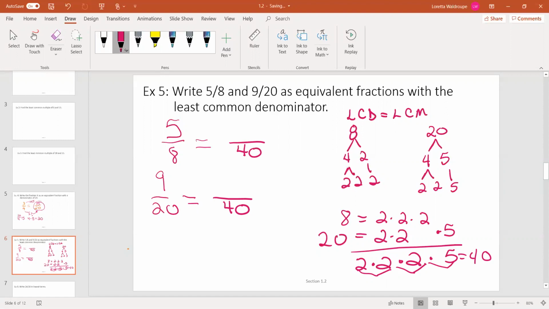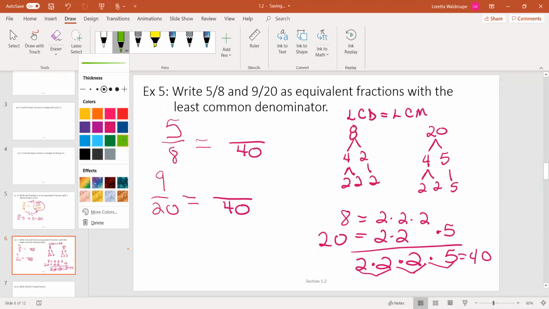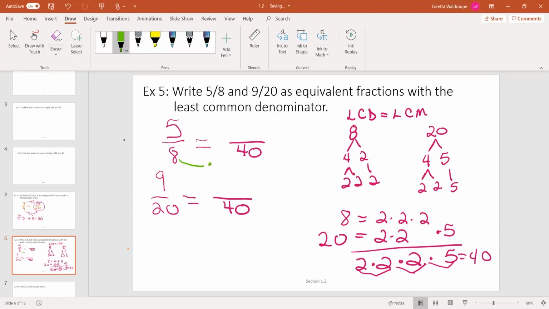Okay, just like before, we need to ask ourselves, what do I multiply the old denominator by to get the new denominator? So what do I multiply 8 by to get 40? Well, I multiply 8 by 5. So if I take the denominator times 5, I have to take the numerator times 5. And 5 times 5 gives me 25.